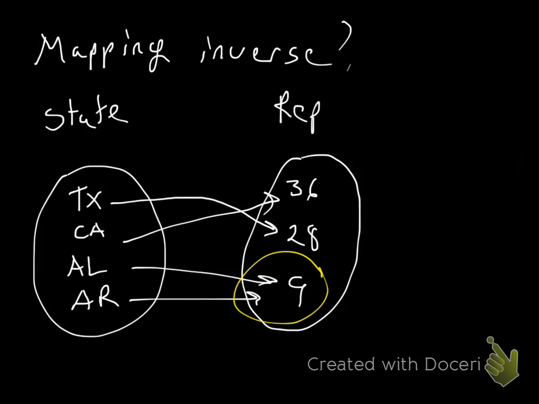So because Alabama and Arizona both have the same output, this is not invertible, because if you say, all right, which state has 9 representatives, you would say, well, it might be Alabama or it might be Arizona, and there might be some other possibilities. So I can't go backwards and tell you exactly what it is. So this would be not invertible, or does not have an inverse function, because 9 has 2 inputs.